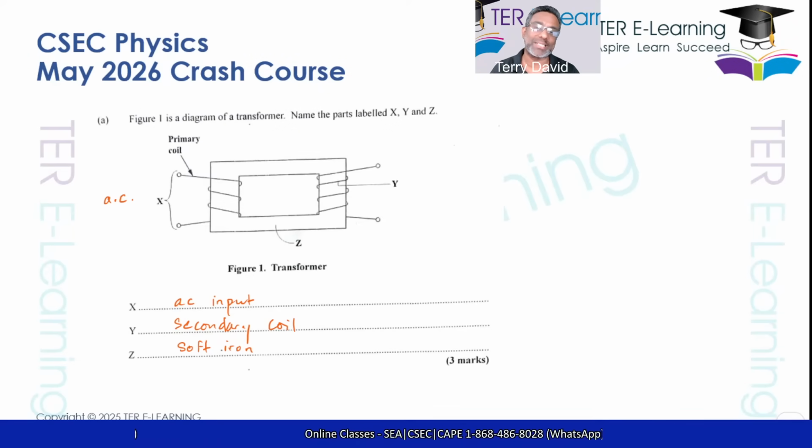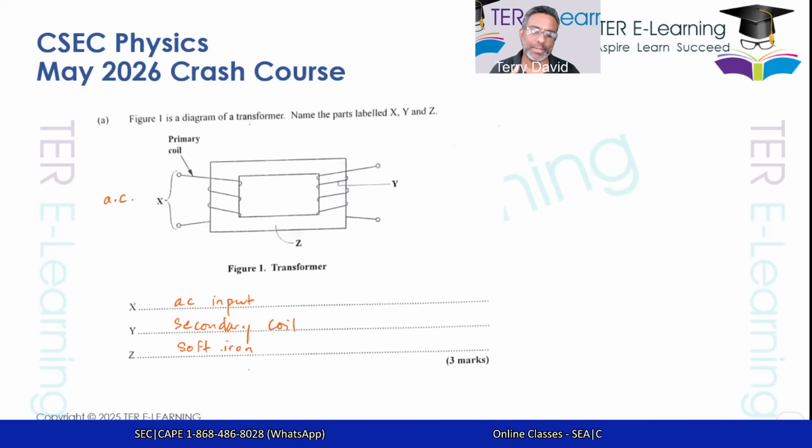transformer for maximum efficiency? So first of all, the transformer has a soft iron core. That is one feature of the transformer that makes it efficient. You see, the soft iron core concentrates the magnetic field. It allows the magnetic field to change easily within the core.